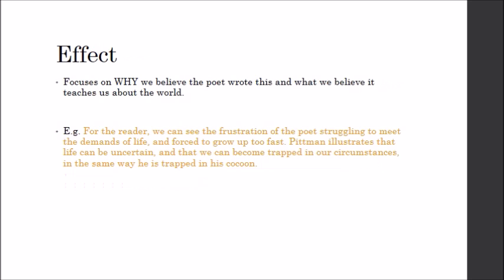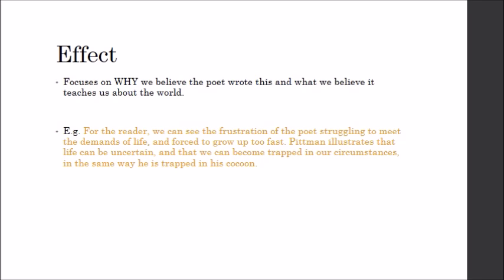And this is really where, I've mentioned before, this is your moment on the dance floor where you really show your critical thinking. This section focuses on why we believe the poet wrote this and what we believe it teaches us about the world. Okay, so here I'm thinking, and I want to show that I'm thinking in a sophisticated way. I want to show what does this teach me about the world. So I'll start by saying, for the reader, we can see the frustration of the poet struggling to meet the demands of life and how he's forced to grow up too fast. Okay, so now that's a good place to start.